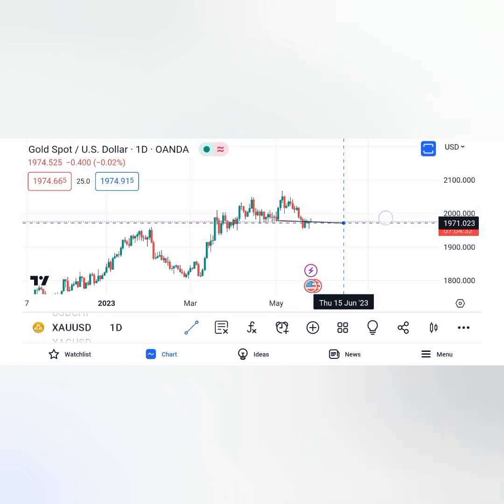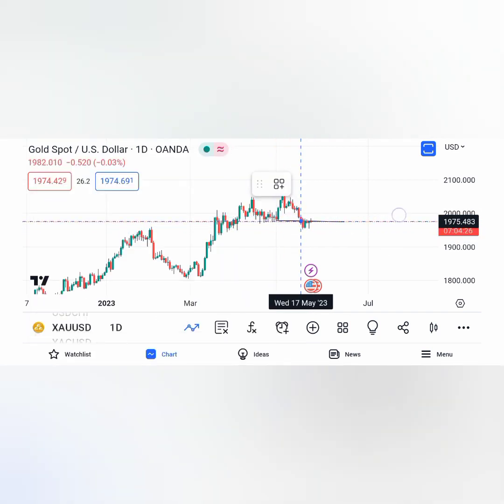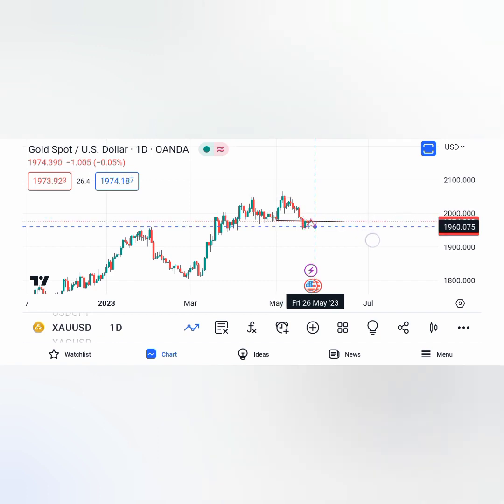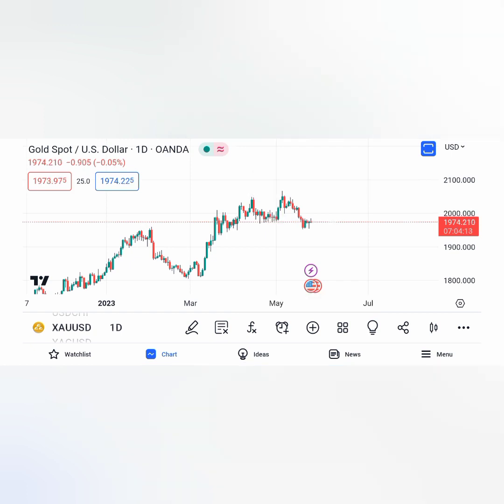And now you can see gold made a correctional move here, a correctional move to this point. So it's likely that gold will continue downwards. So now let's move to the next step or rule. The next rule says that we should spot our key levels. That's our support and resistance, then trend line.